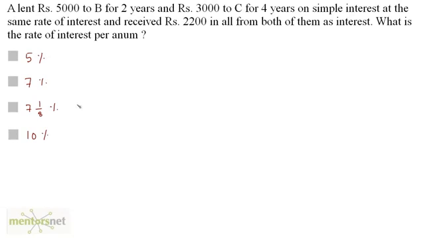A lent 5,000 rupees to B for 2 years and 3,000 rupees to C for 4 years on simple interest at the same rate of interest and received 2,200 rupees in all from both of them as interest. What is the rate of interest per annum?